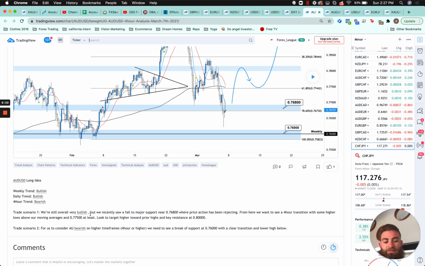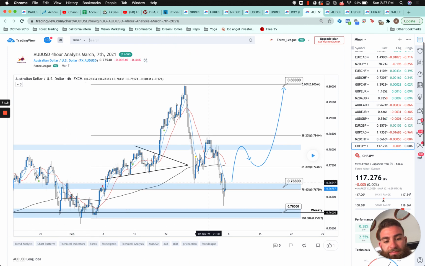From here, we want to see a 4 hour transition with some higher lows above our moving averages and 0.7750 at least. Look to target higher towards prior highs and key resistance at 0.8000. For us to consider AUD bearish on higher time frames, 4 hour or higher, we need to see a break of support at 0.7600 with a clear transition and lower high below. So going back up to the chart here, guys, basically we're in this downtrend, either looking for this level to be rejected or price to find support here, which it will, and pop up.